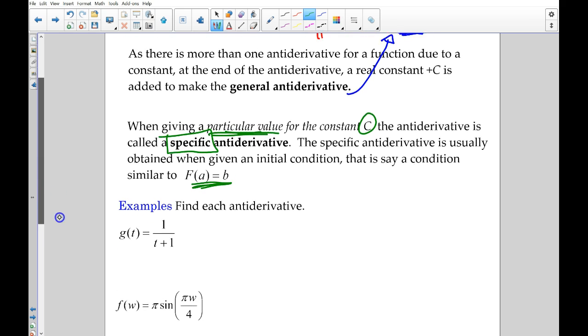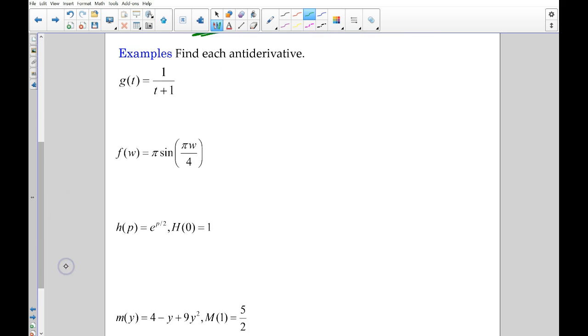Okay, so let's go through some examples here. We want to find each antiderivative, and in some cases we're going to find the specific antiderivative in instances where we're given a condition. If we're not, we're just going to leave it as the general antiderivative.